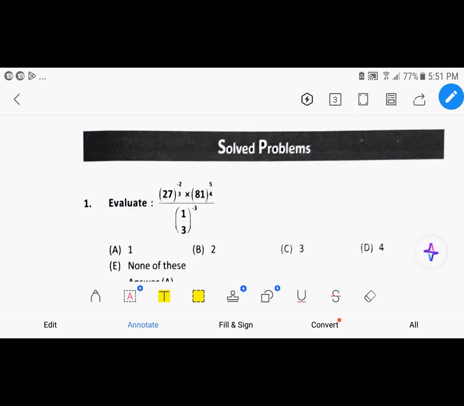Okay, now we are going through some solved problems, and after going through the small solved problems, we will solve the practice exercise. Now see, here some equations are given to us and we have to evaluate them. We will use the squid for better understanding.